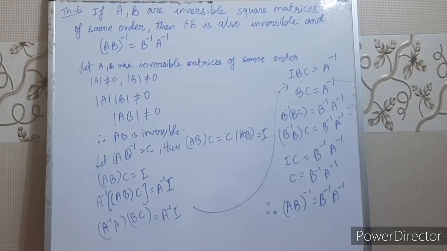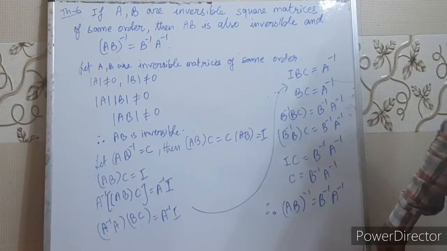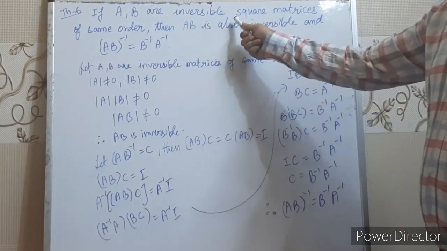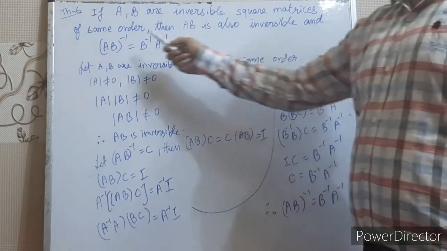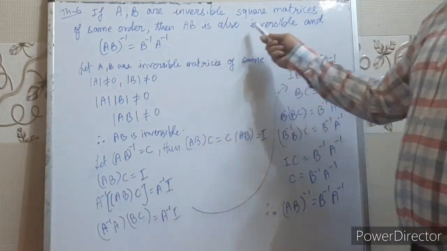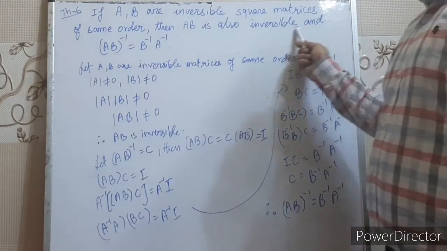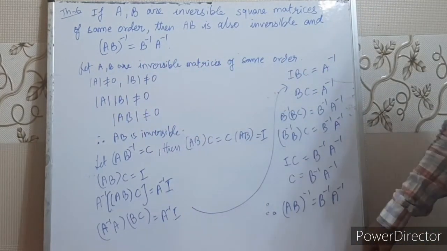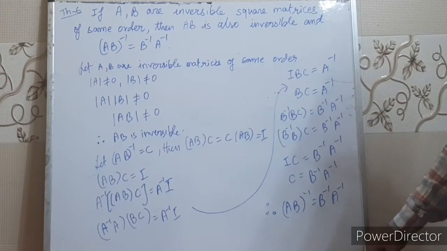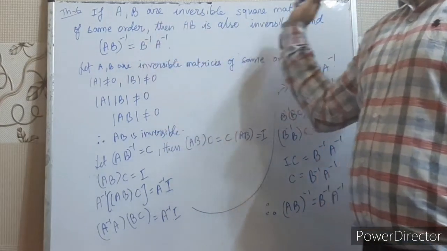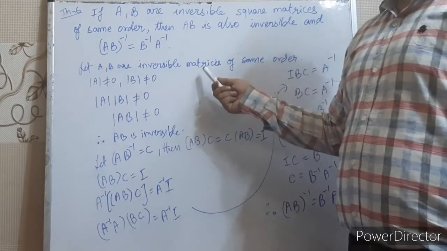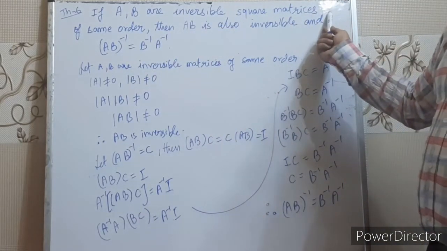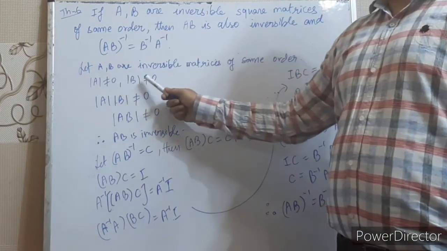Now, children, we are going to discuss another theorem which states that if A and B are invertible square matrices of same order, then AB is also invertible and AB to the whole inverse equals B inverse into A inverse. Right, children? It is given that A, B are invertible matrices. Okay, let's see how we are going to prove this. It is given A and B are invertible square matrices. That means A and B are non-singular matrices.